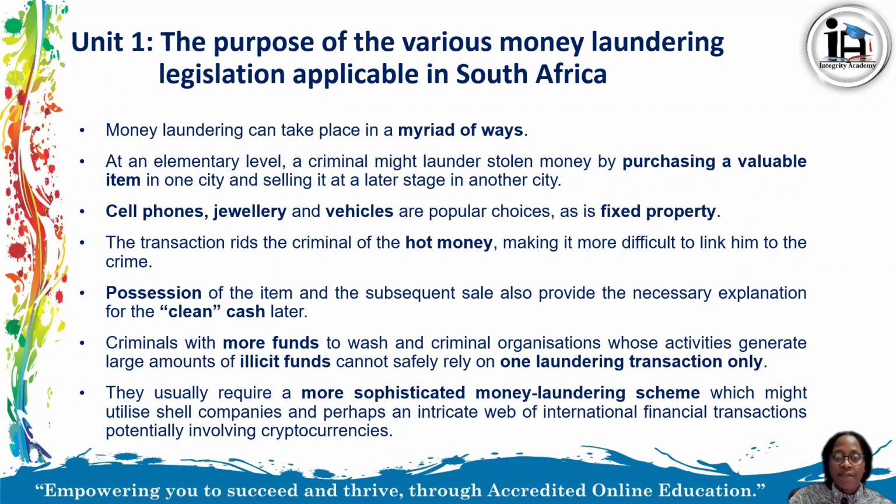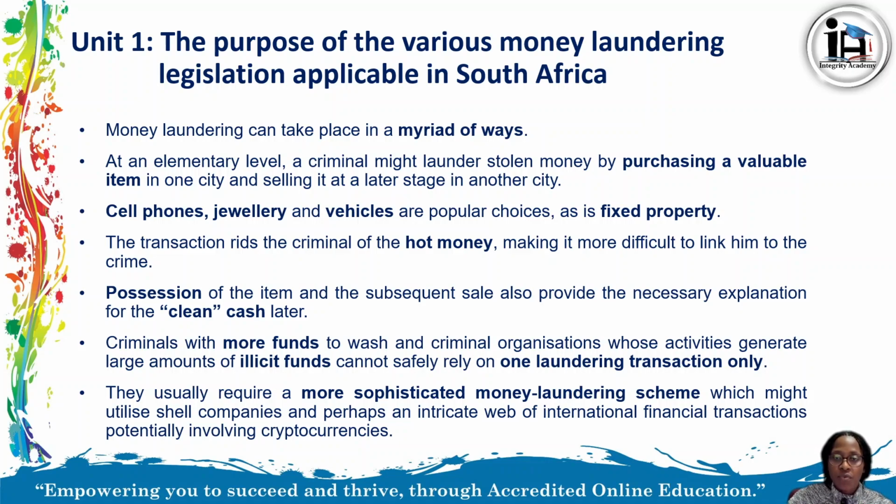At an elemental level, a criminal might launder stolen money by purchasing a valuable item in one city and selling it at a later stage in another city. Cell phones, jewelry, and vehicles are popular choices, as is fixed property. The transaction rids the criminal of the hot money, making it more difficult to link him to the crime. Possession of the item and the subsequent sale also provides the necessary explanation for the clean cash later.